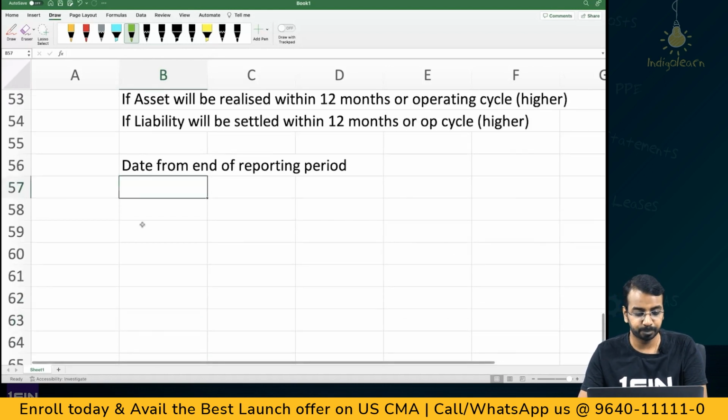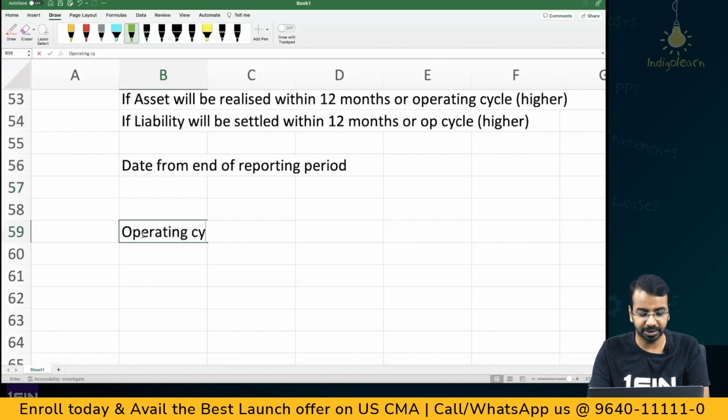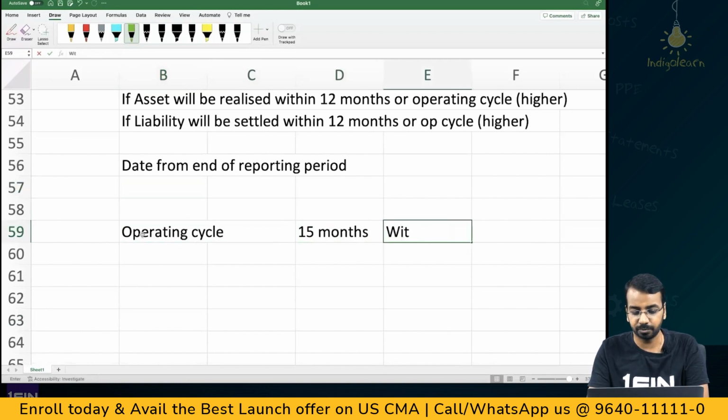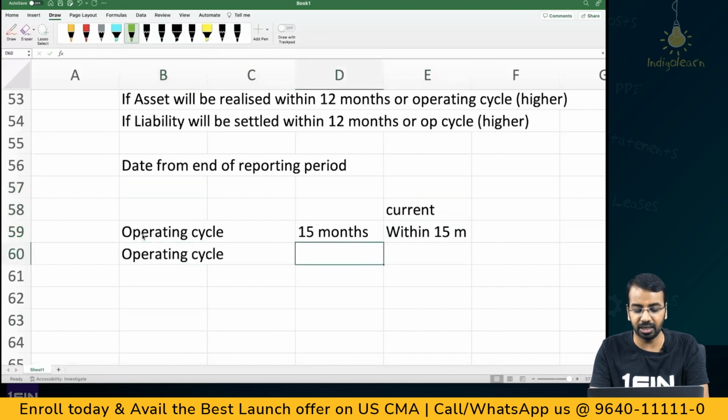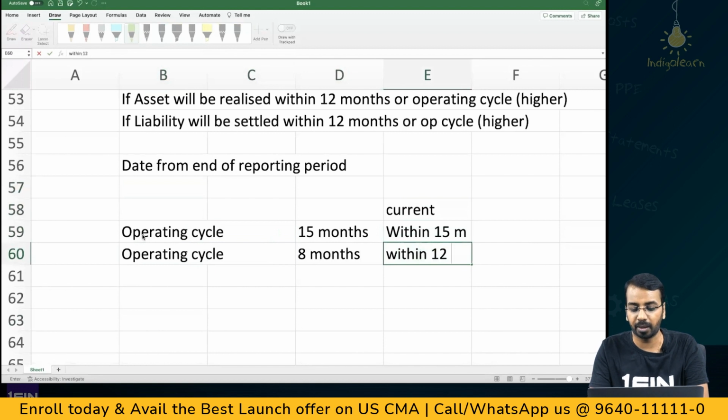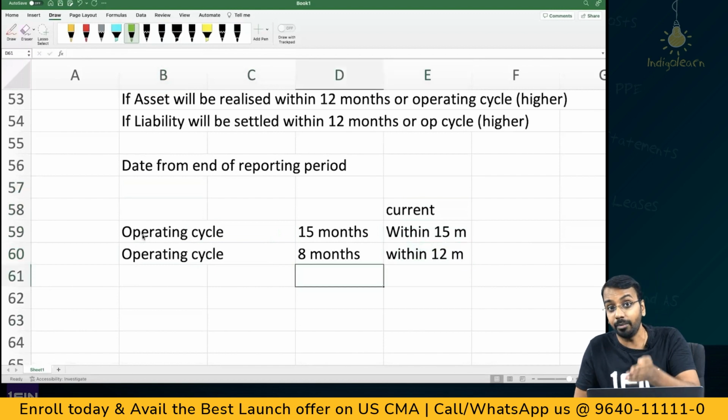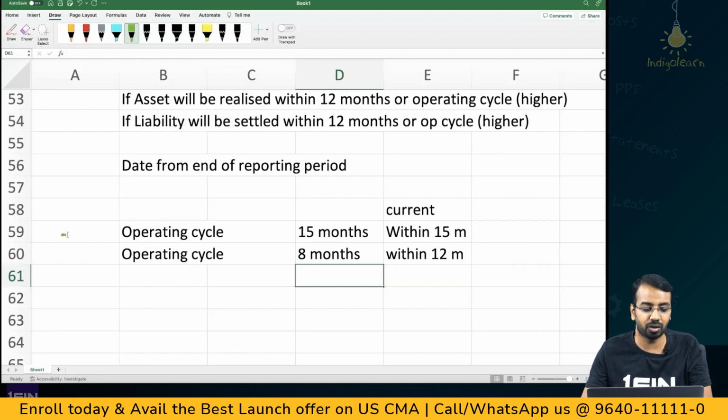So if the operating cycle is 15 months, then whatever you pay within 15 months from the end of the reporting period is current. If the operating cycle is 8 months, whatever is paid within 12 months, you will consider to be current. So minimum 12 months, anyway, you will consider it to be current. If the operating cycle is longer than 12 months, you will consider the operating cycle. That is how you classify current and non-current liability.